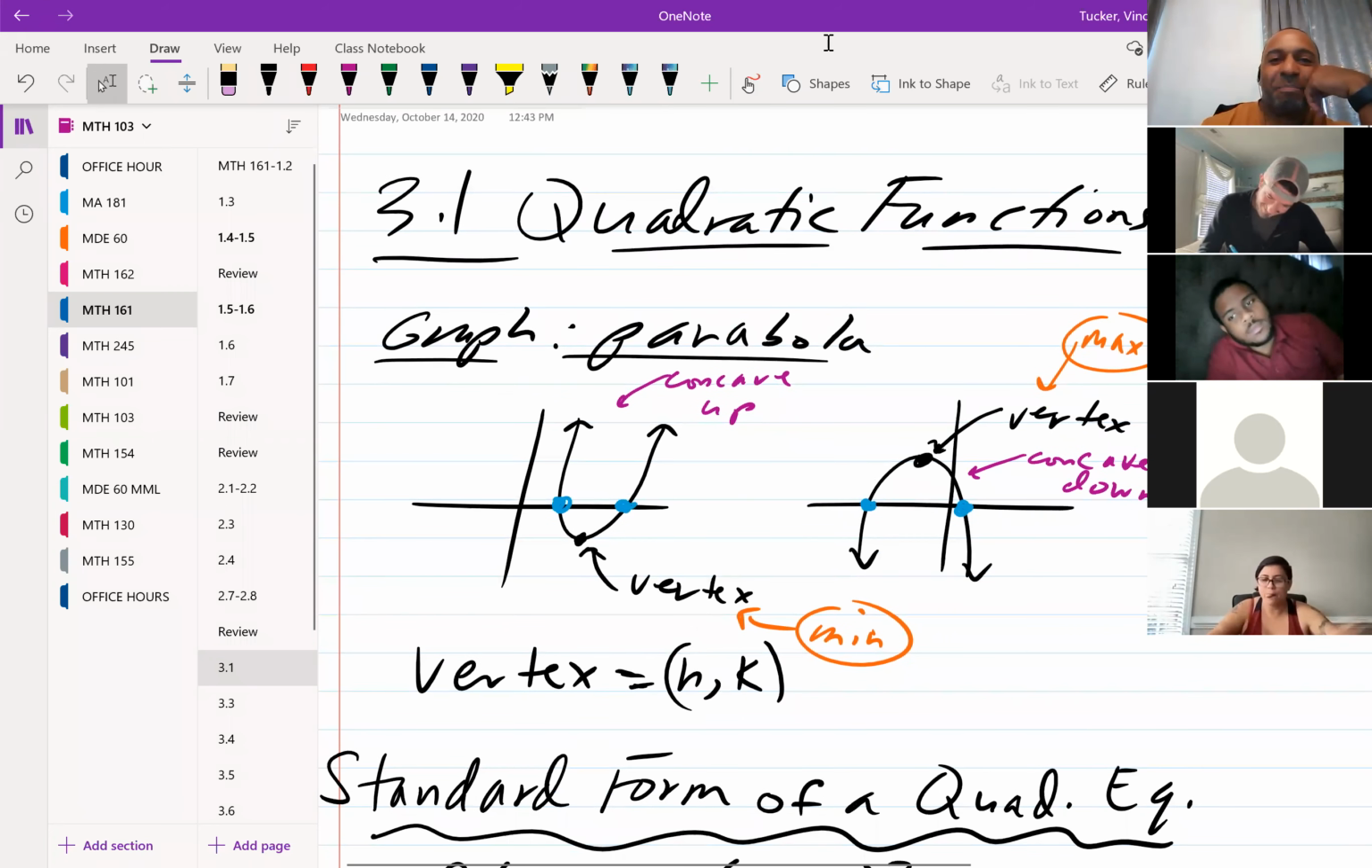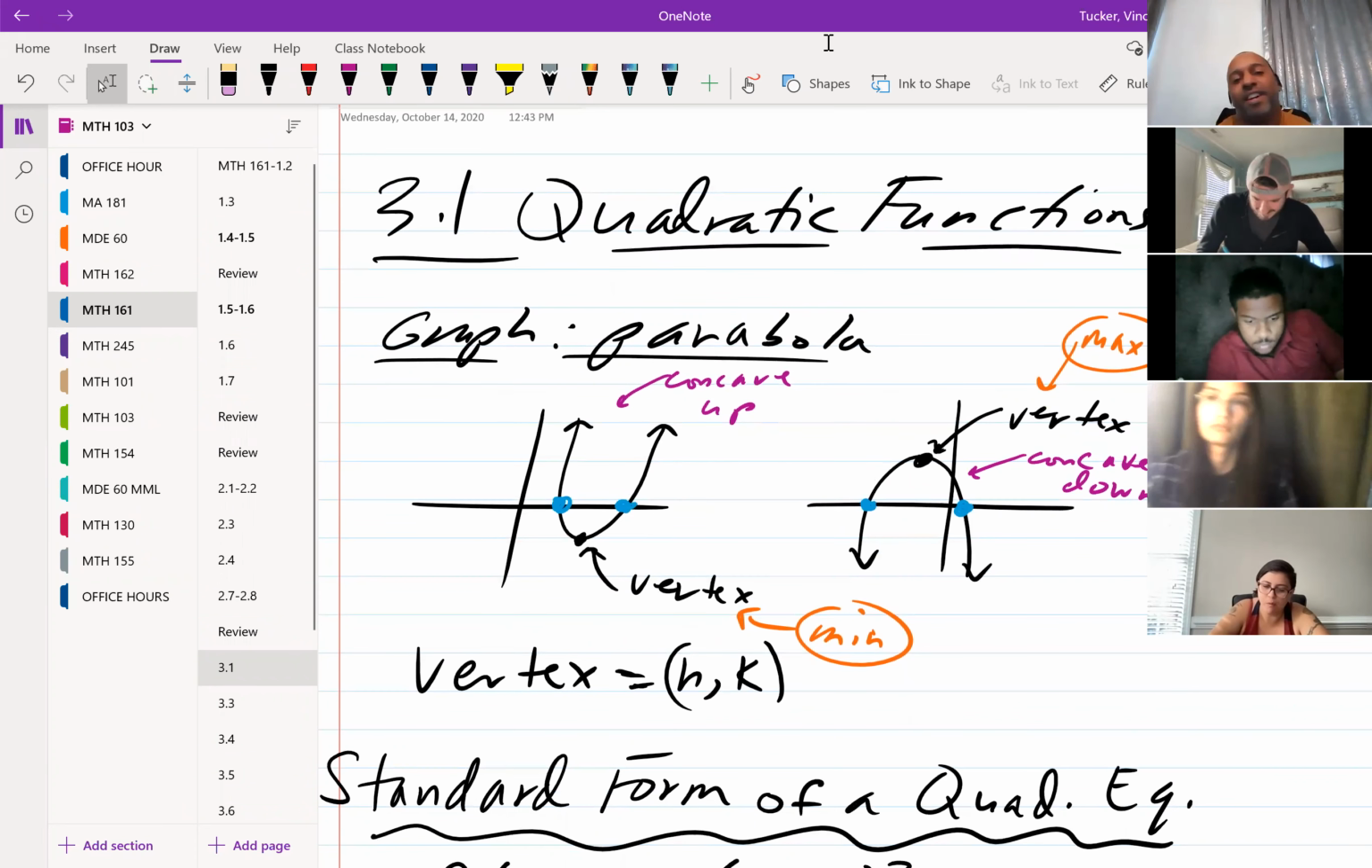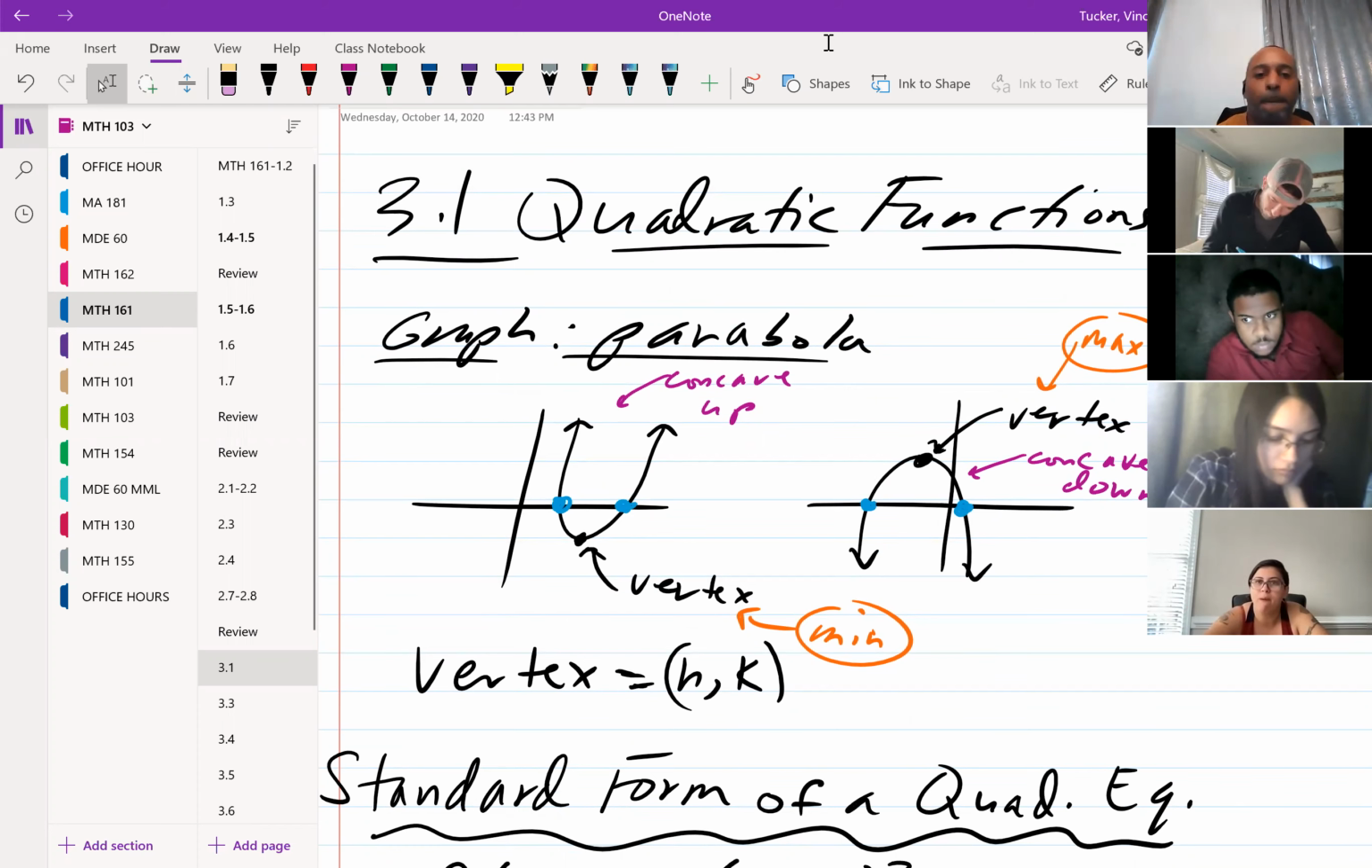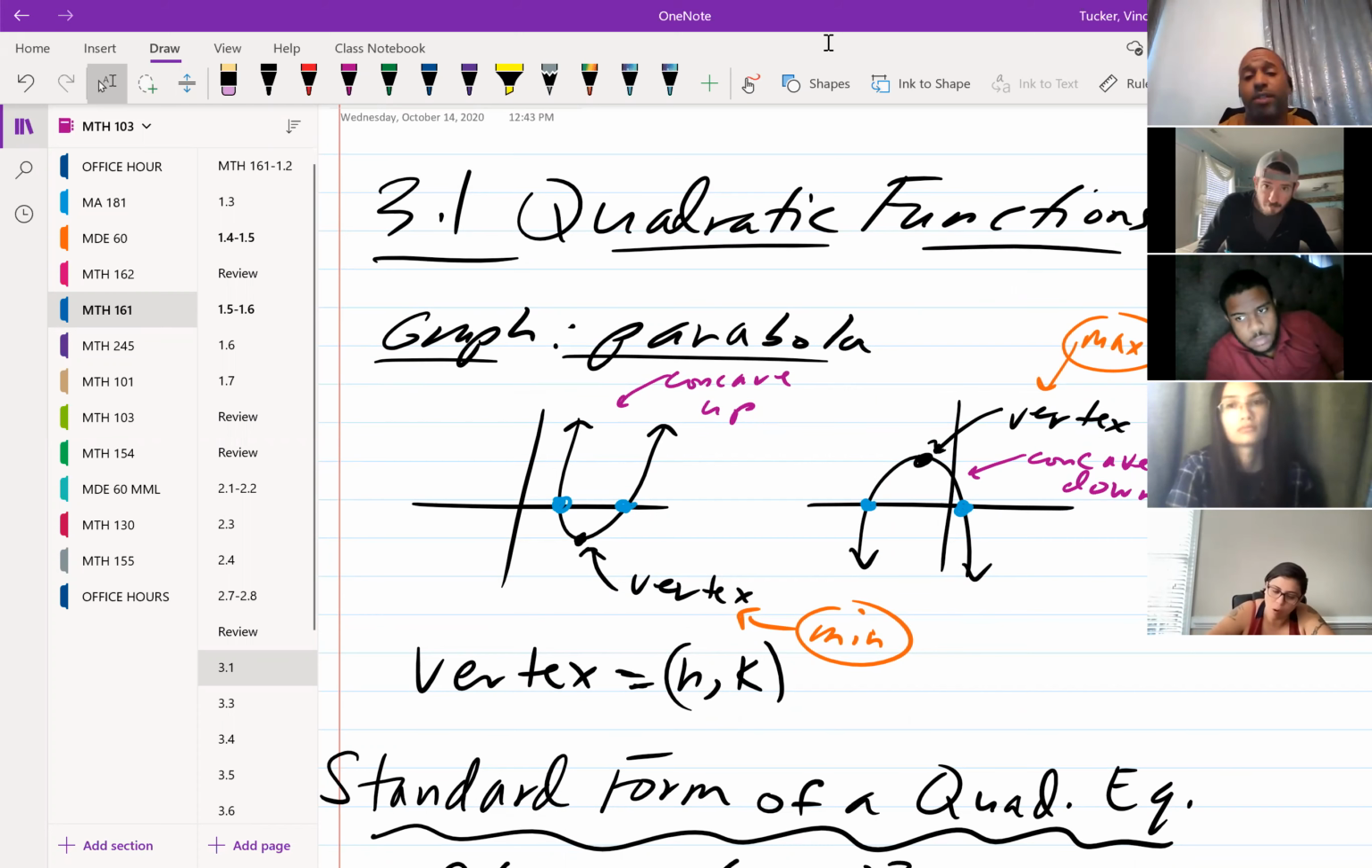Let's see. So 3-1, quadratic functions. Starting off looking at this parabola. We did focus more on linear equations up to this point. So now we're looking at quadratic functions in chapter 3, at least starting off that way.